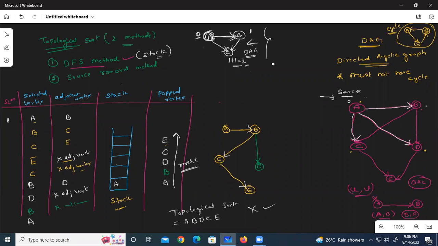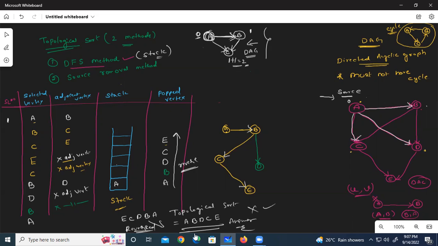So very simple. Whatever result you get, reverse that result. That is called topological sorting. What is the result we actually got? E, C, D, B, A. Just reverse this, and this is your answer. That's it. This is what we call topological sorting.